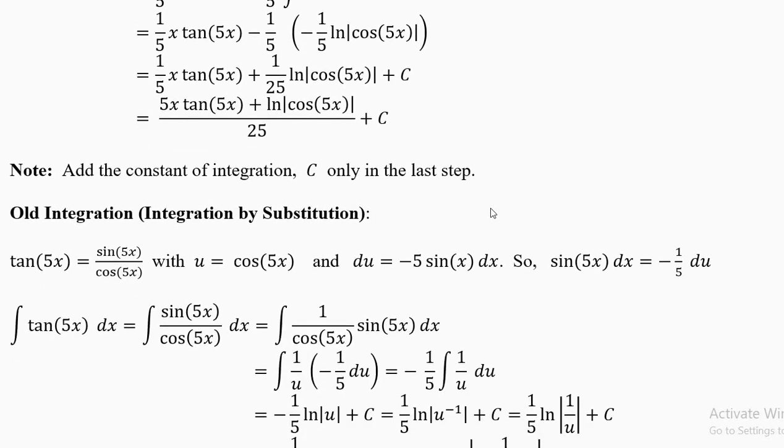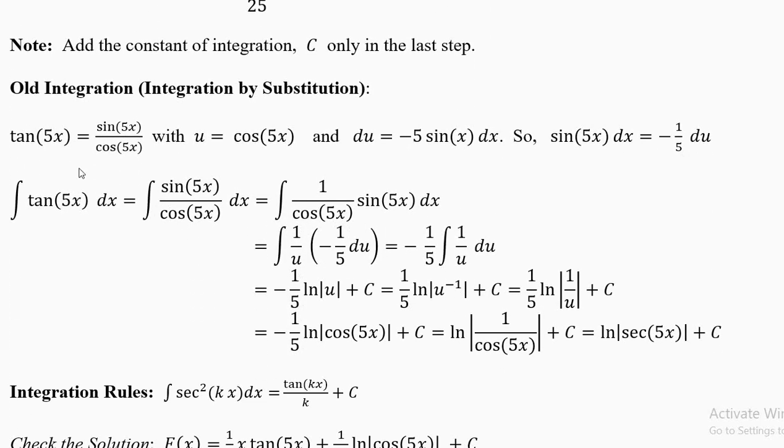Now let's go back to your previous chapter. Tangent is sine by cosine. So you have to use integration by substitution. We have done it before. u equal to cos 5x, du equal to minus 5 sine 5x dx. So sine 5x dx equal to minus 1 by 5 du.